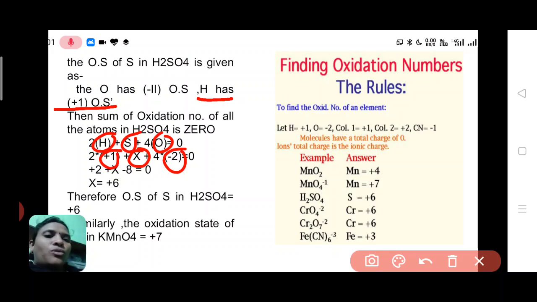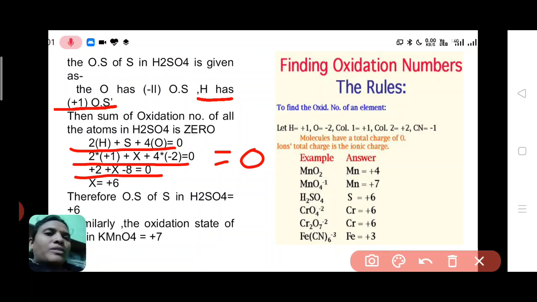By solving, you get this equation: +2 + X - 8 = 0. The sum of all these oxidation states is always equal to 0, because H2SO4 is a neutral compound. There is no charge on H2SO4. That's why the sum of all the oxidation states will be equal to 0. So remember this.